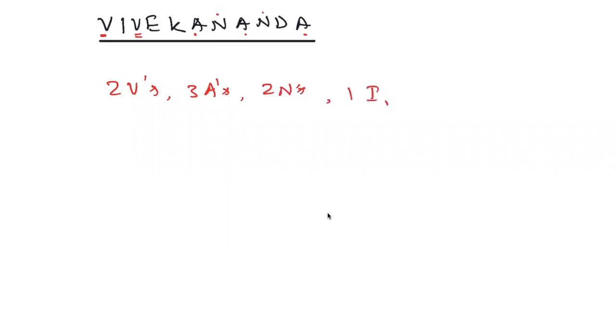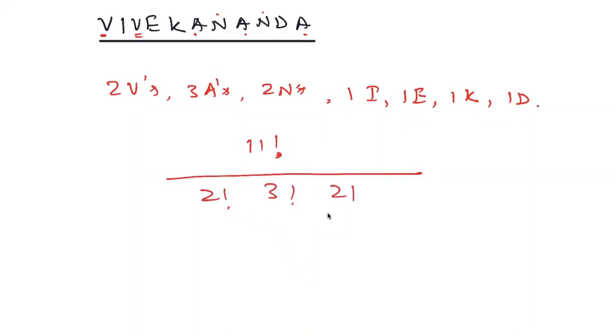One I, one E, one K, one D, right? We have to arrange this. 2, 3, 4, 5, 6, 7, 8, 9, 10, 11. Total is 11 factorial upon the repetitions: 2 factorial, 3 factorial, 2 factorial. So this is the answer that you are getting with repetition.